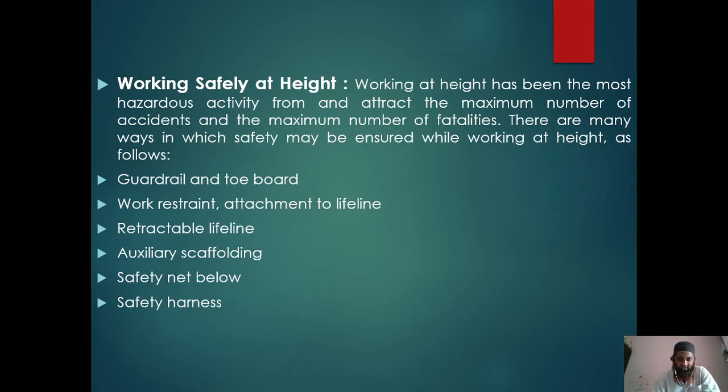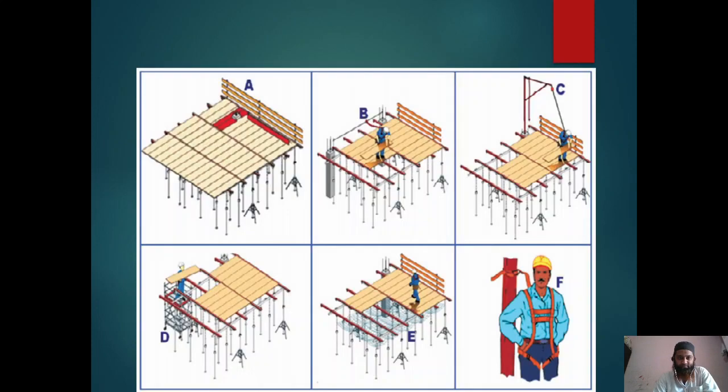So guardrails at the ends, guardrails are tight so that the laborers while working shouldn't fall off from there. Work restraint attachment to lifeline, retractable lifeline, auxiliary scaffolding, safety net below, safety harness. See, safety nets are also provided below so that if by chance some labors fall off, they shouldn't lose their life. There should be some chances where they are saved here.